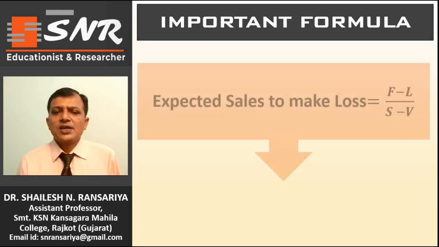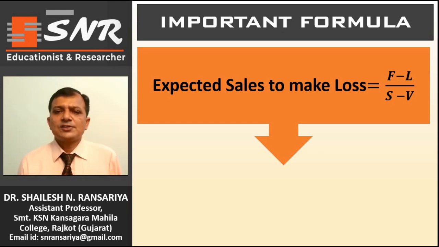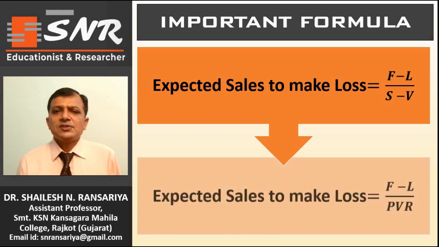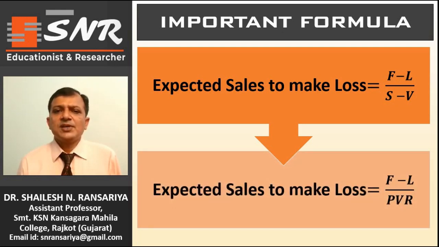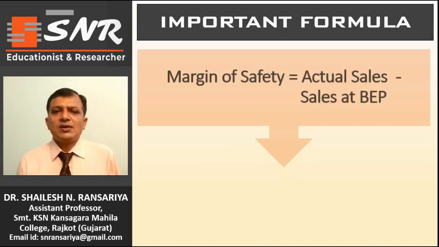Next, expected sales to make loss. So we can calculate this with the formula of F minus L divided by S minus V. We will get the answer in units. Next, the same we can calculate with the PVR. So the formula is F minus L divided by PVR, and with the help of PVR we will get the answer in rupees.